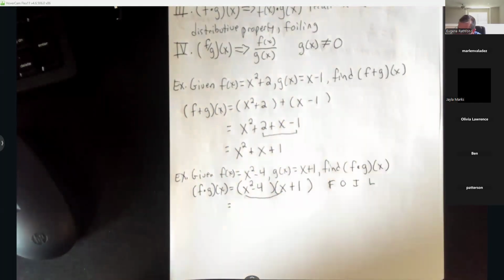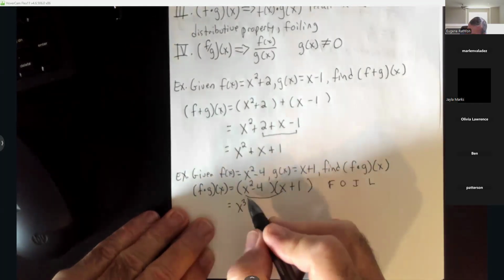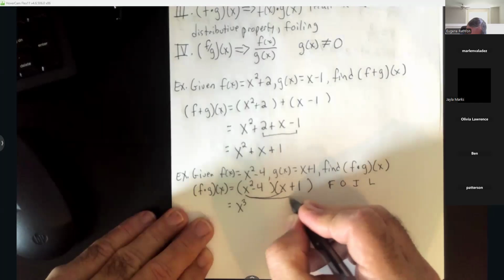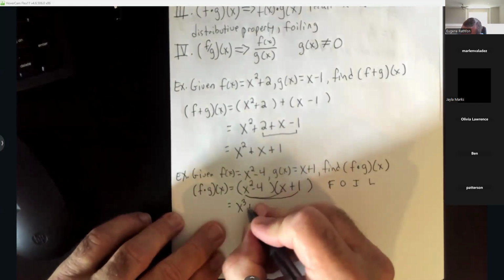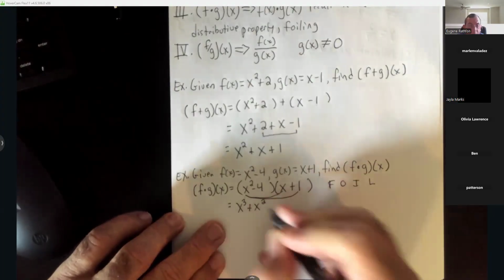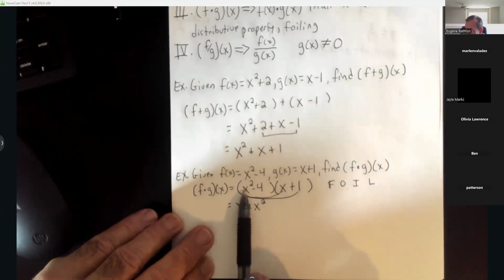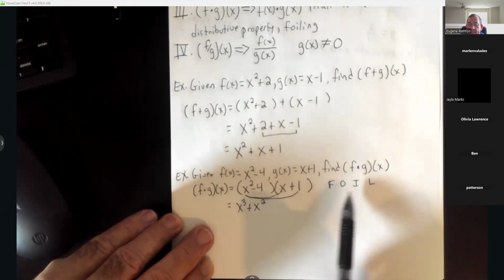So that's going to give me the x cubed. All right, then you'll take the outermost. Well, the outermost is the x squared times 1. And x squared times 1 is x squared. So see, the F and the O, they basically want you to distribute the x squared into the second parentheses.